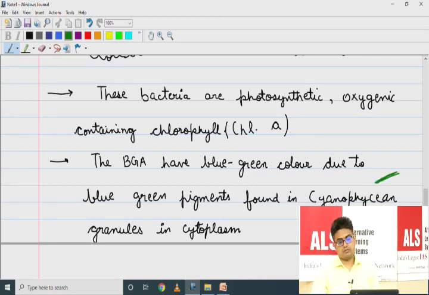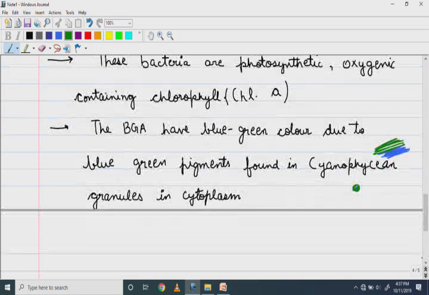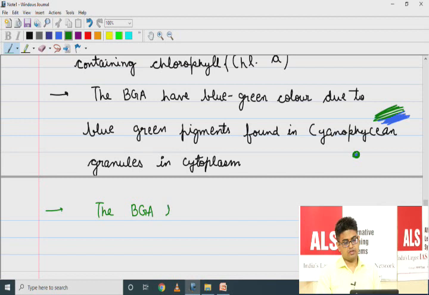So they have a particular blue-green color because of these cyanophycean granules. Also, these bacteria are very important. The blue-green algae, the BGA, have very high economic importance.